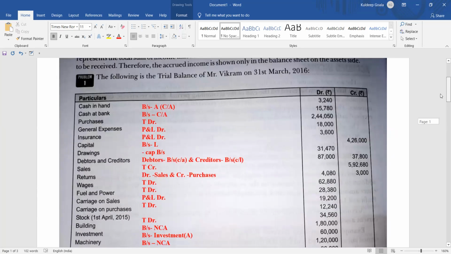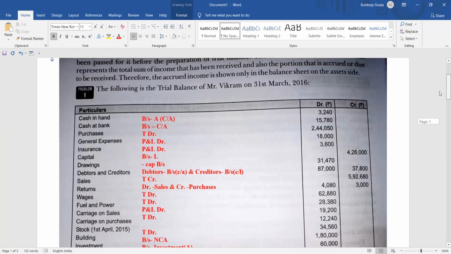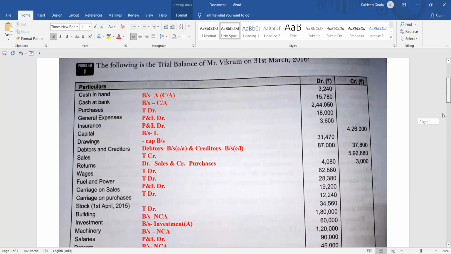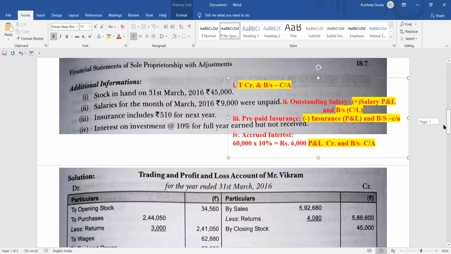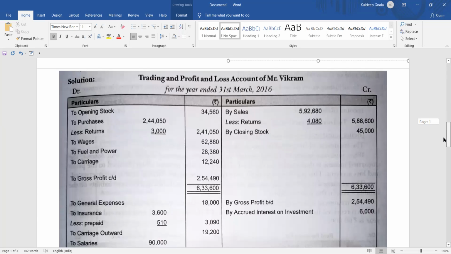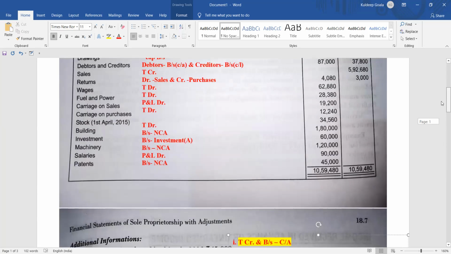So first of all, you can see that we'll go for the trading account, right? So what is asked here? We have to prepare the final account. So we'll prepare the trading account, then we'll go for the profit and loss, and then for the balance sheet, right? So trading account, profit and loss account, we prepare it together, and the balance sheet separately. So let's start for the solution.